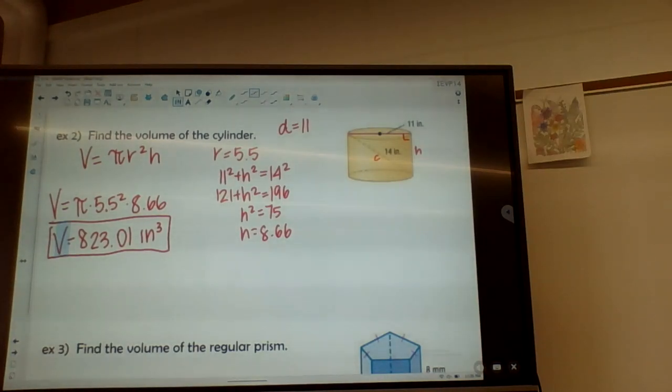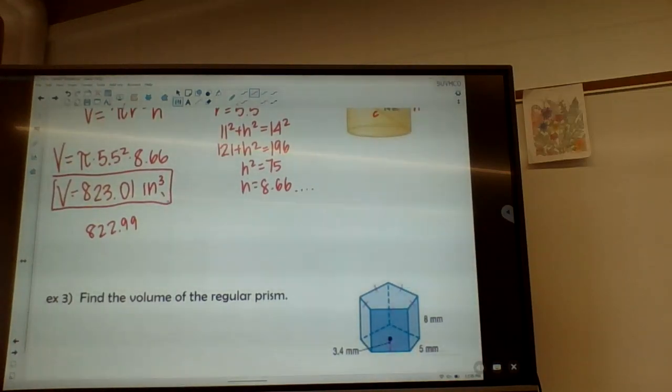And you'll notice if you did a little bit of rounding, you would get like 822.98, so 99. You're going to realize you're super close, but it's different enough that it might throw you off. So it might not be a bad idea, again, to leave this answer as our exact answer. Questions there? All right, so that's the volume of our cylinder, but again, be careful with the inches cubed, and that's going to be important in this chapter.